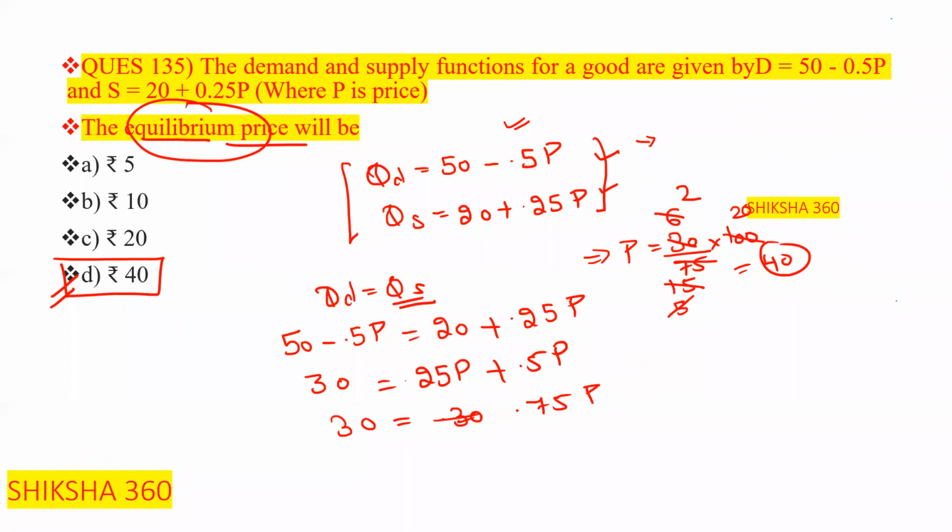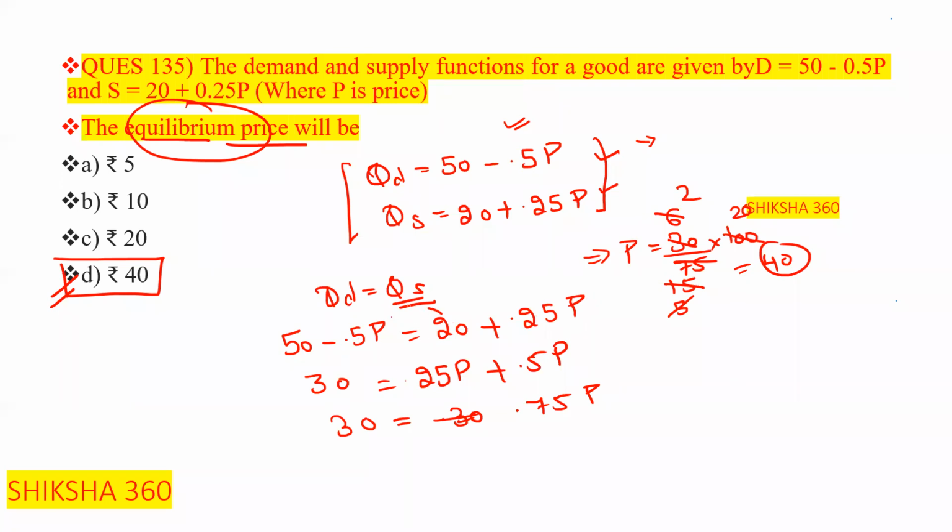They are asking what the equilibrium price is. So how can we calculate it? Quantity demanded is equal to quantity supplied. There is no need for hit and trial here, these are simple calculations. Just 50 minus 0.5p is equal to 20 plus 0.25p.